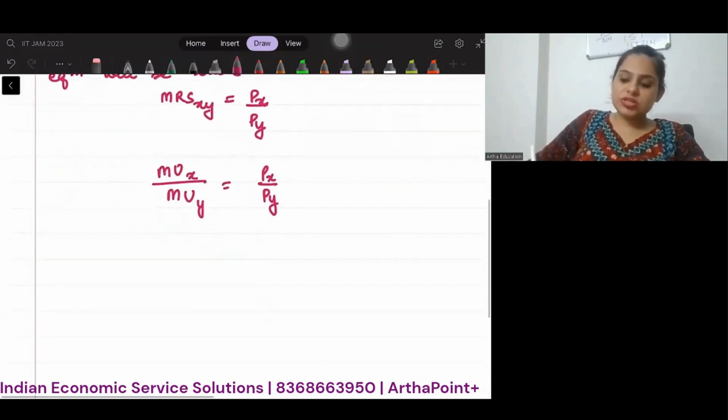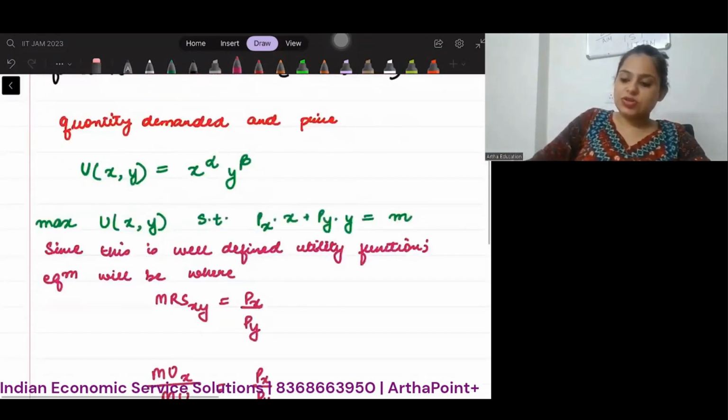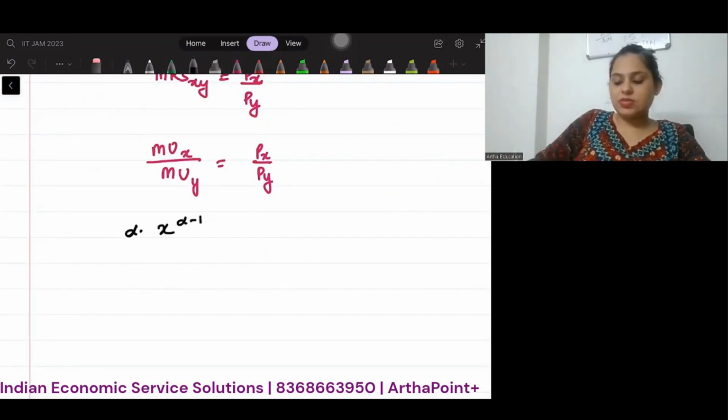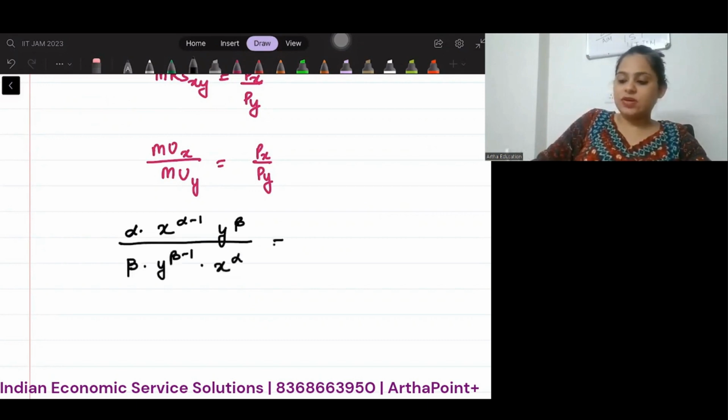So if I differentiate this function with respect to x, what will I get? I will get alpha x to the power alpha minus 1 y to the power beta. And if I differentiate this with respect to y, what will I get? Beta y to the power beta minus 1 x to the power alpha, and I will get here px by py.